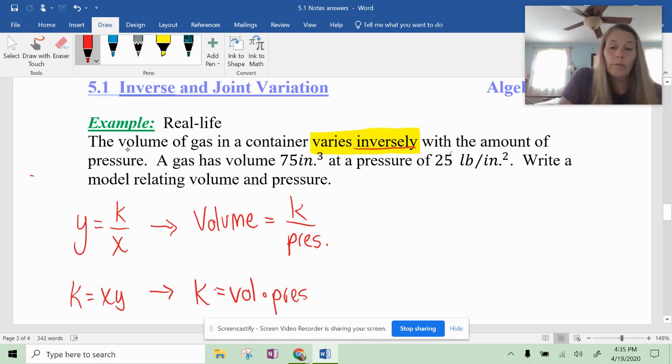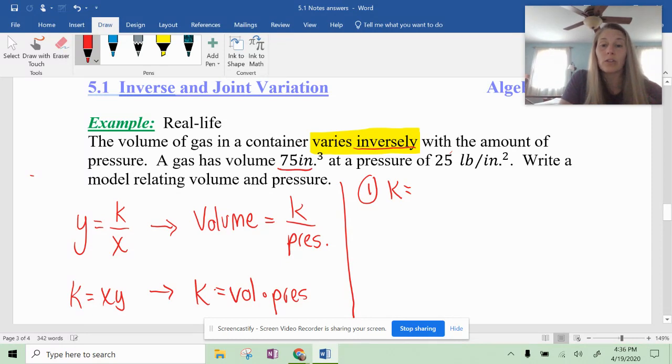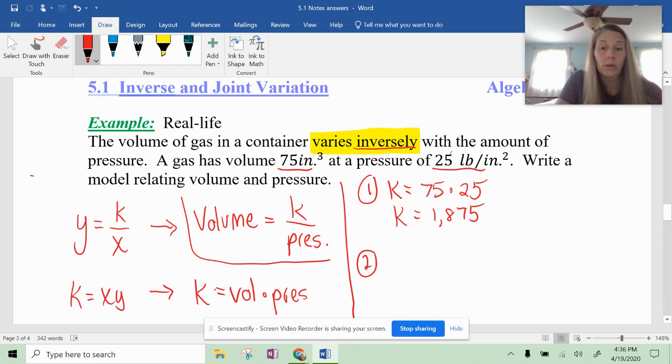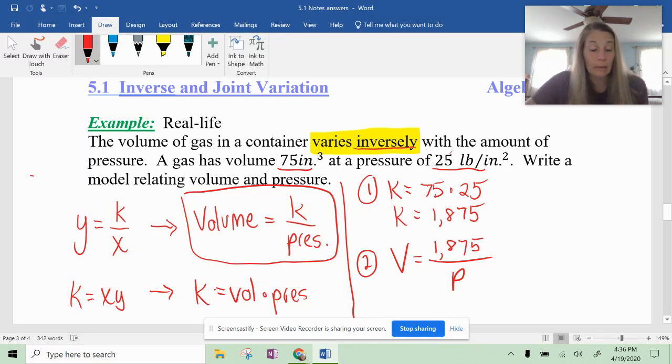Okay, so for us, we're going to find the k. Step 1, just like on the last page, it's telling us a gas has a volume of 75 inches cubed at a pressure of 25 pounds per square inch. So we know that volume and pressure go together. So that's the x and the y that we can multiply. And when we multiply 75 and 25, we get 1,875. So now we can write that equation. I'm going to use this one here with the V for volume. The K we know is 1875, and then I'm going to put P for pressure down here. If you use Y and X, it's the same thing.